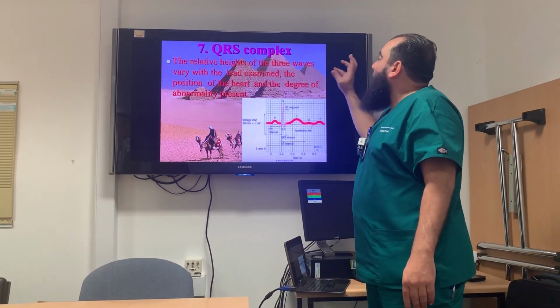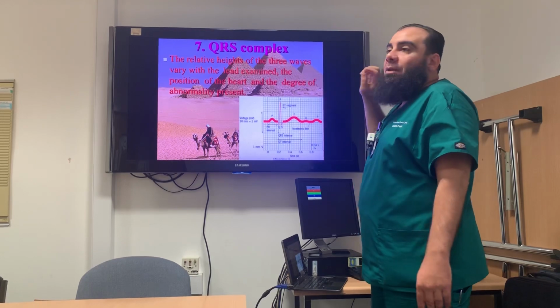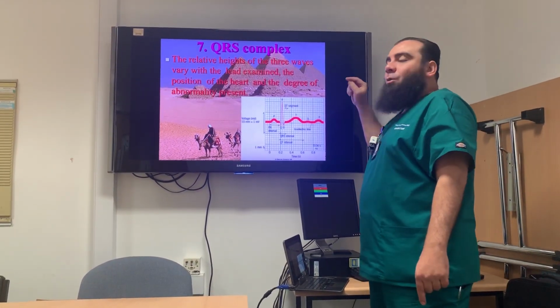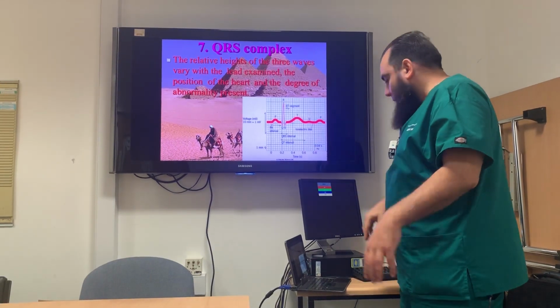The relation between the heights of the three waves varies with the lead examined, so it is different from lead to lead. The position of the heart and the degree of any abnormality present also affect it. Okay?